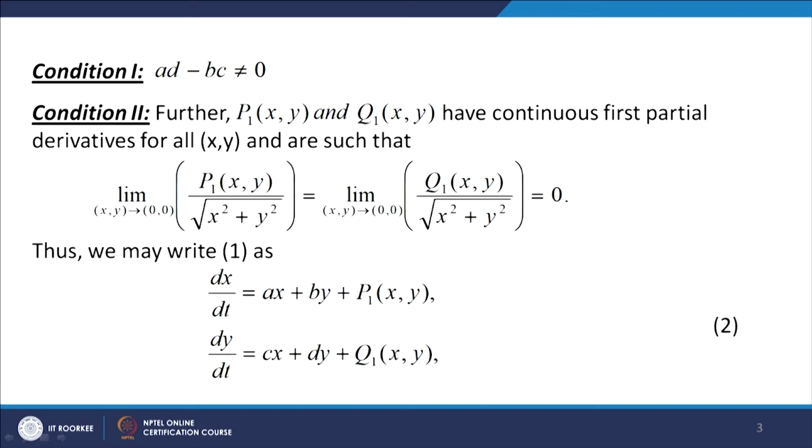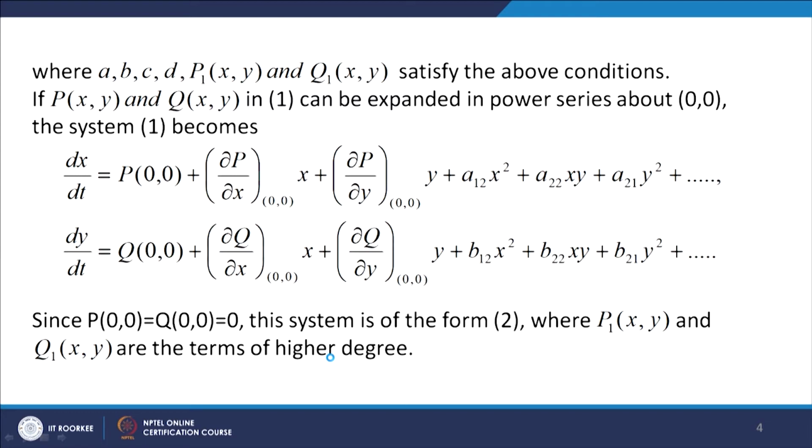For the functions P1(x,y) and Q1(x,y), we have the following condition. P1(x,y) and Q1(x,y) have continuous first order partial derivatives for all (x,y) and are such that P1(x,y)/√(x²+y²) goes to 0 as (x,y) tends to (0,0), and Q1(x,y)/√(x²+y²) also goes to 0. So if P1 and Q1 satisfy these conditions, then the system 1 can be written as dx/dt = ax + by + P1(x,y), dy/dt = cx + dy + Q1(x,y), where a, b, c, d, P1, Q1 satisfy the conditions 1 and 2. That is, ad - bc is not equal to 0, P1 and Q1 have first order continuous partial derivatives, and P1/√(x²+y²), Q1/√(x²+y²) tend to 0 as (x,y) goes to (0,0).